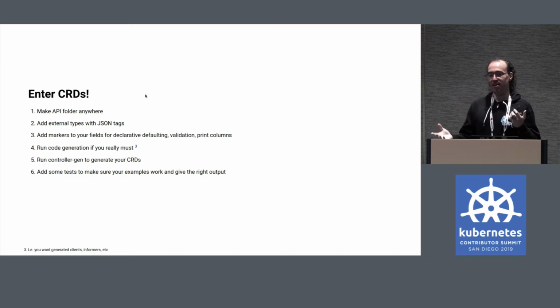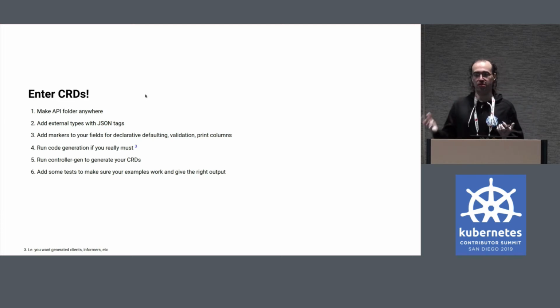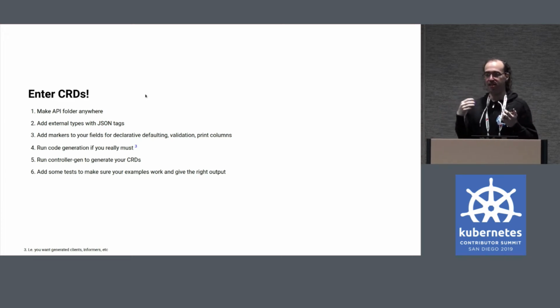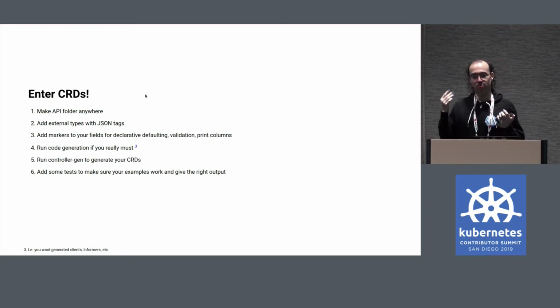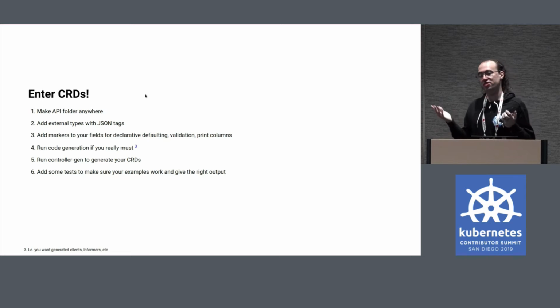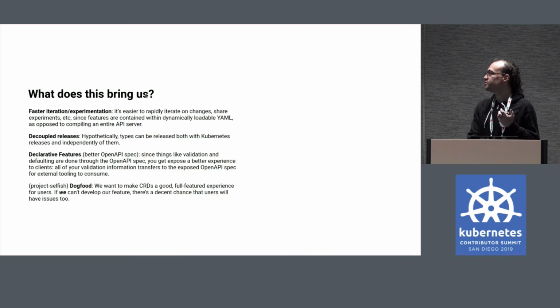Building an API with a CRD is a lot fewer steps. So you have some Go types. You add some special comments that indicate stuff like validation and defaulting. You generate some clients if you need generated clients. This is common for built-in API types. And then you test out your CRD. You generate your YAML from the Go types, and you test out your CRD.